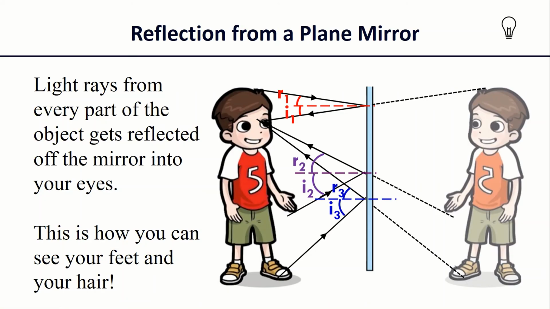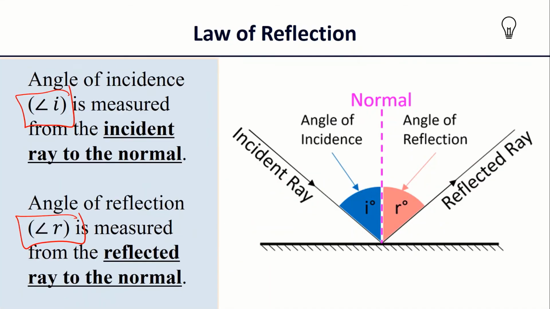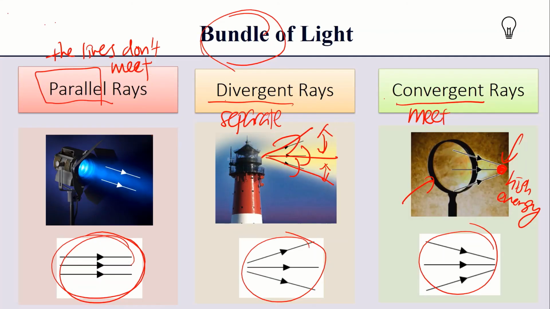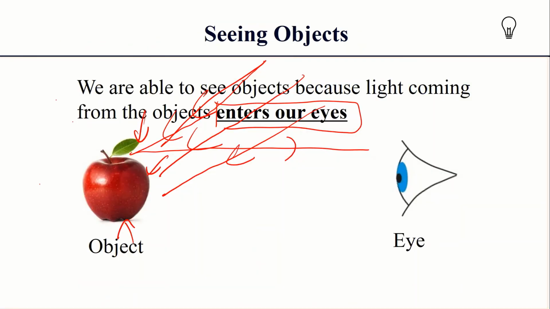In the next lesson we will talk about how to draw light rays to represent reflection of a plane mirror. But let's go through what we have learned in this lesson. In this lesson we learned how to represent light rays using a straight line and an arrow. Remember, it must be a straight line because light travels in a straight line and the arrow represents the direction of travel.